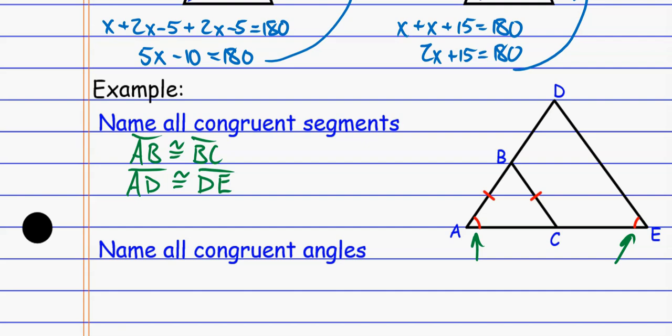Well, right away, I know that angle A is congruent to angle E because it's listed that way, it was drawn that way, it was shown that way. But then also, because I know that that smaller triangle, triangle ABC, is isosceles, I know that the base angles are congruent, so these guys are congruent as well, A and C, okay?